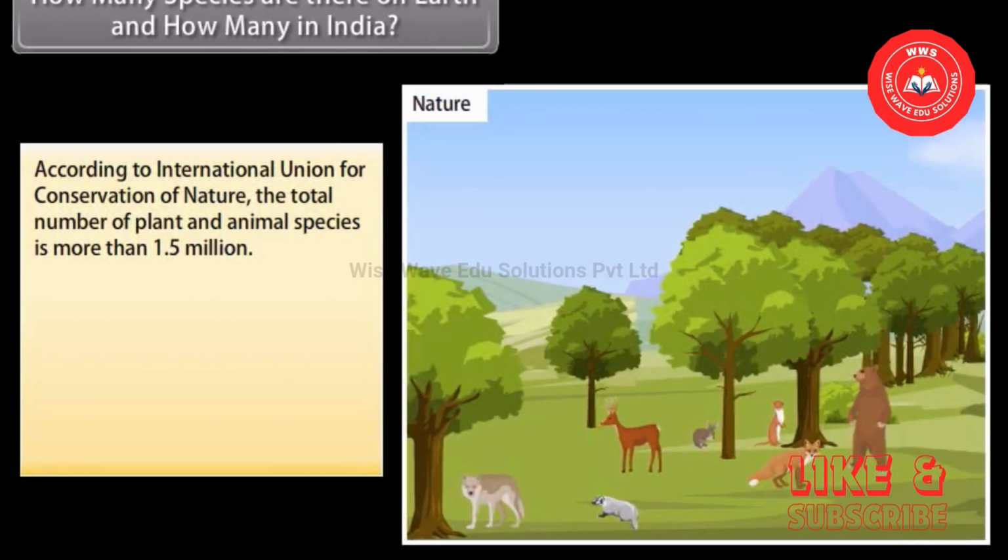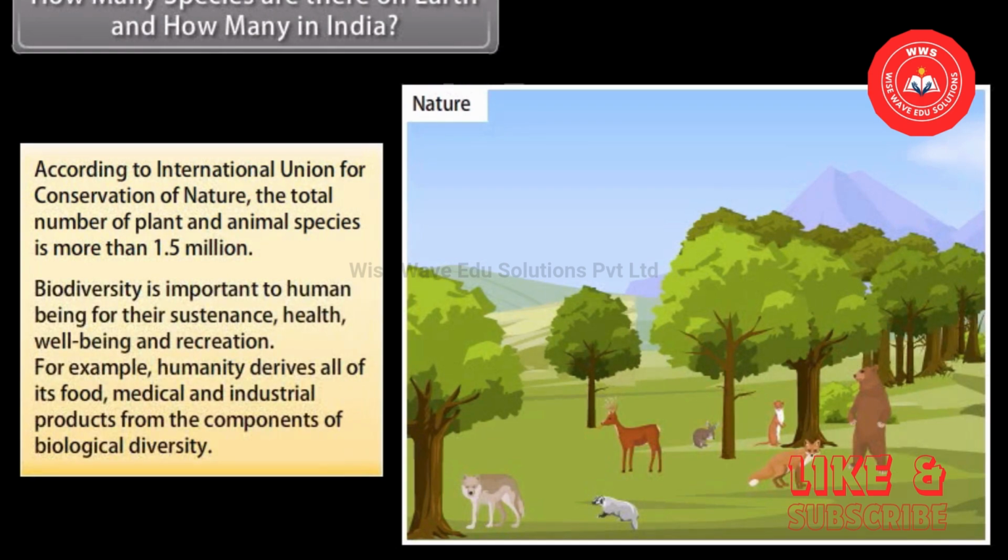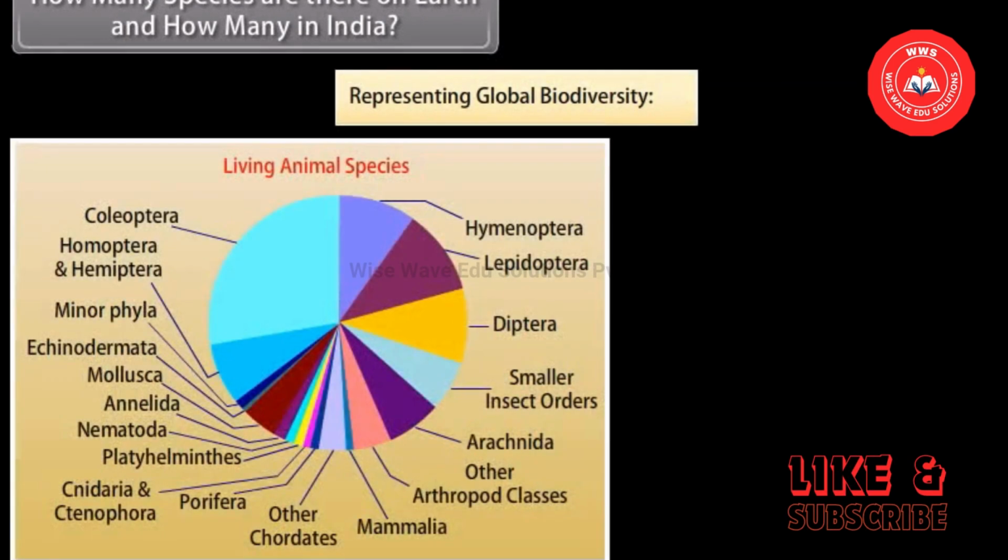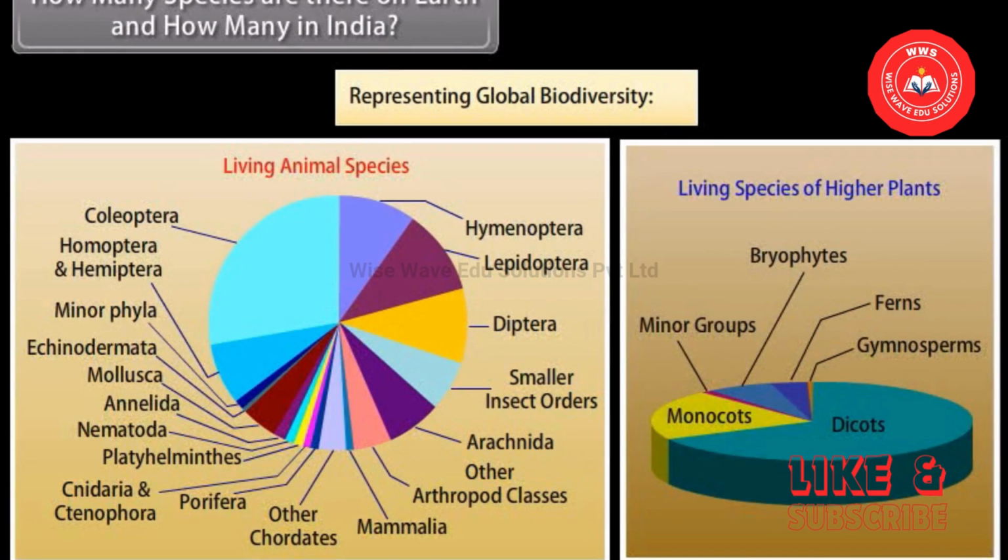How many species are there on earth and how many in India? According to International Union for Conservation of Nature, the total number of plant and animal species is more than 1.5 million. Biodiversity is important to human beings for their sustenance, health, well-being, and recreation. For example, humanity derives all of its food, medical and industrial products from the components of biological diversity. Here is a pie graph representing global biodiversity.